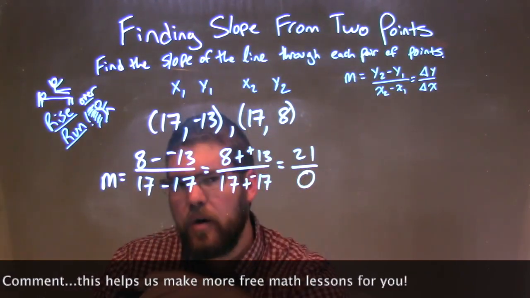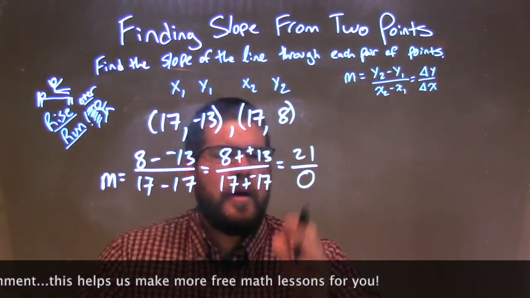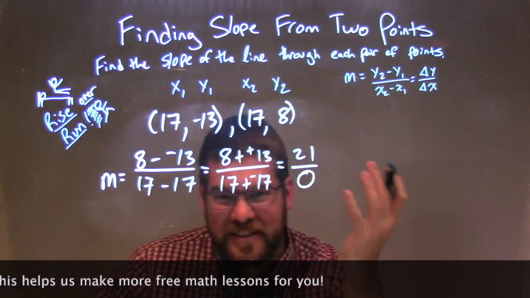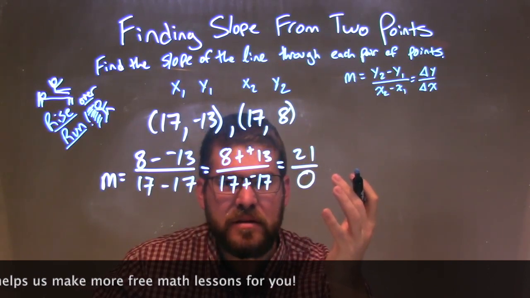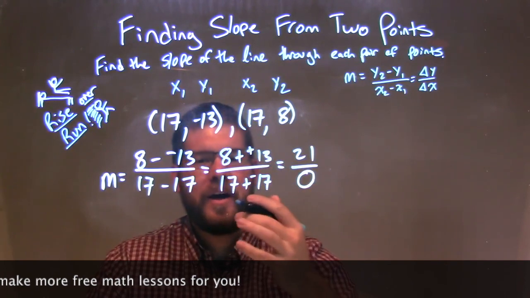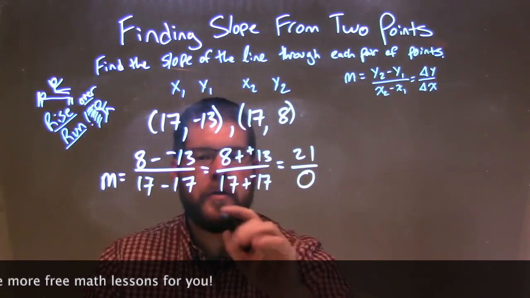Uh-oh, we got a 0. 0 shouldn't always be scary, but right now it's like, hey, we're dividing by a 0. What does that mean? Well, we can't divide by a 0, right? We can't divide by 0. We're not allowed to. So what is this slope? Well, since we can't divide by 0, we call this slope undefined.